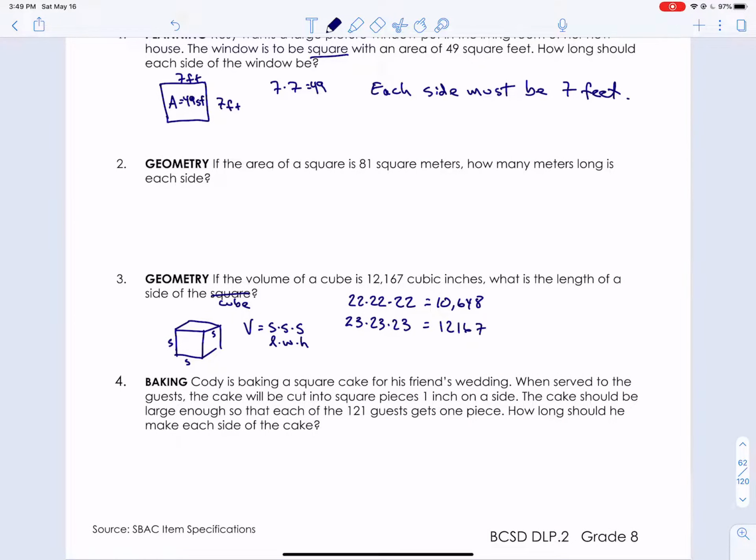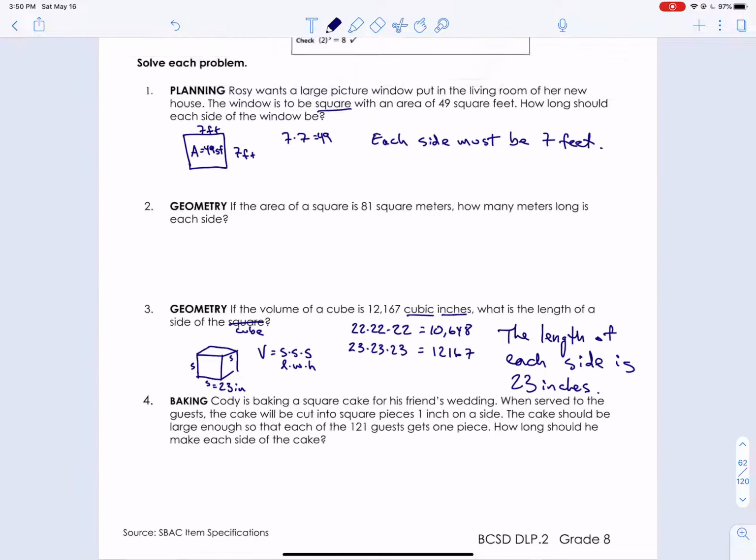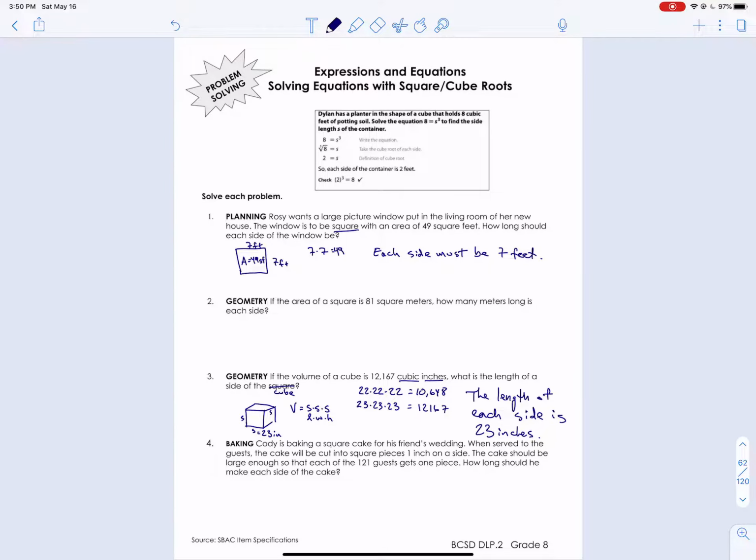So 23, each side is 23, and then we said it's cubic inches, so each side is 23 inches. So the length of each side is 23 inches. All right, and that is it for this day.